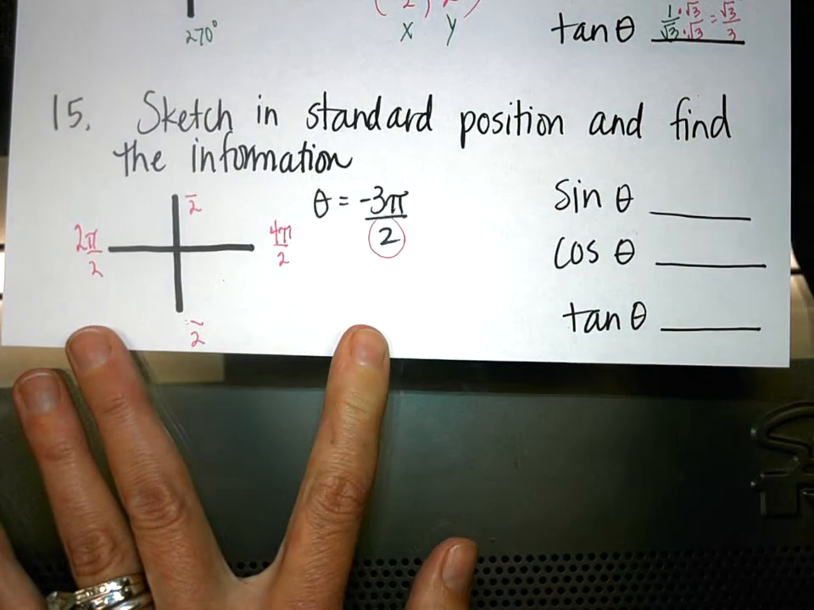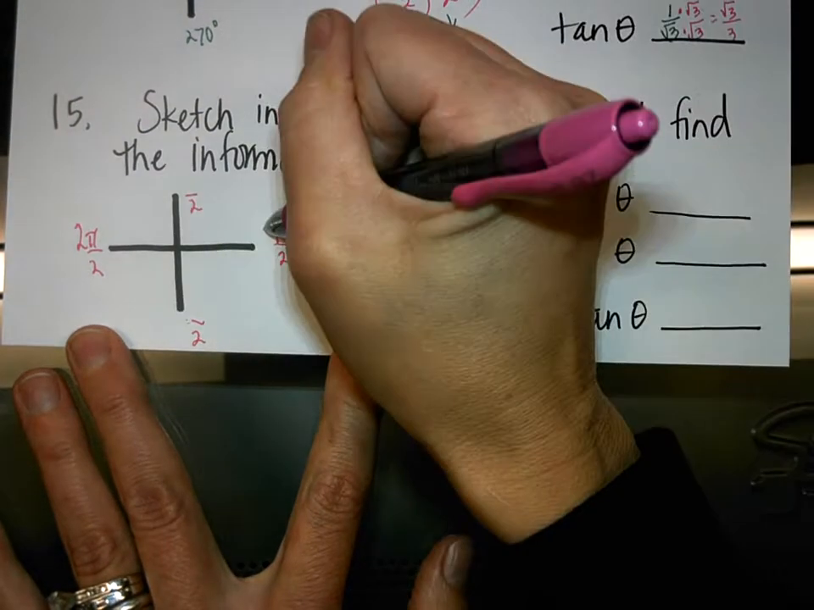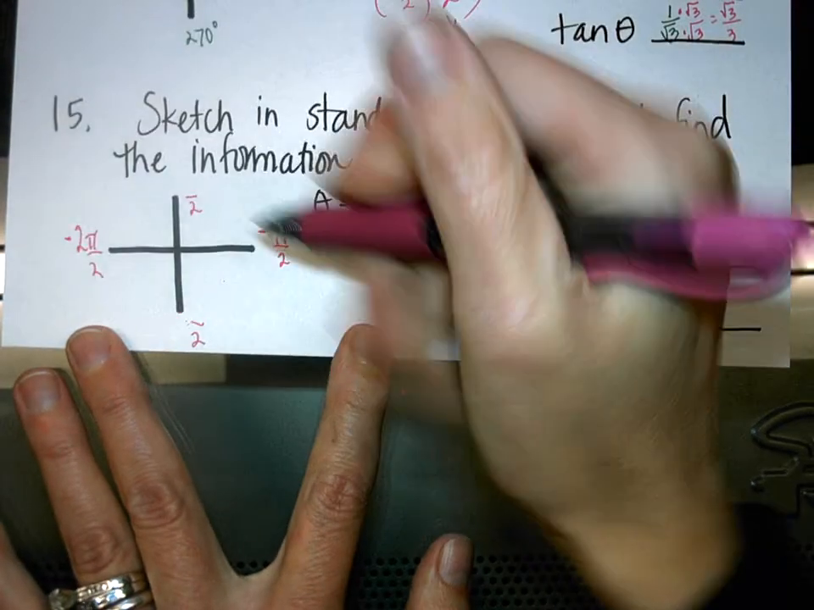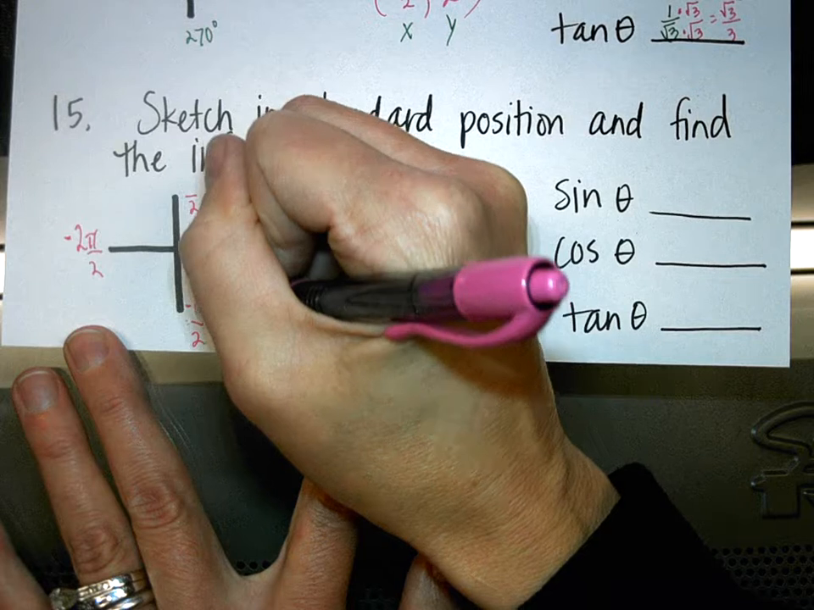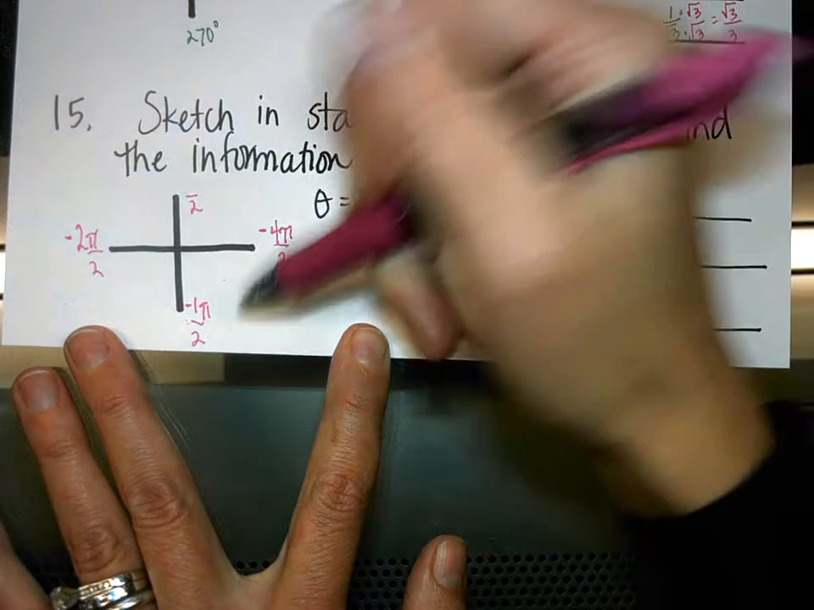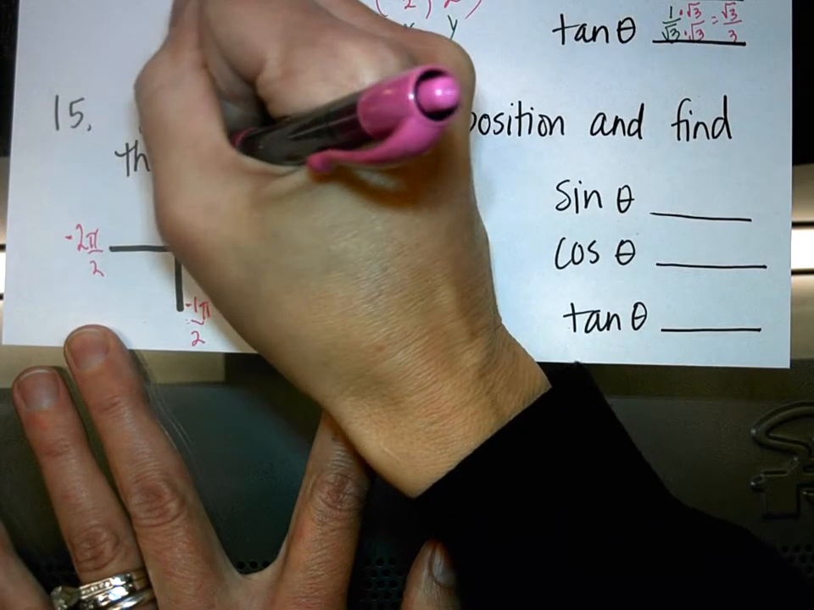But because we're dealing with negatives, I'm going to make these both negatives, which means that we would start going down, and half of 2 is 1. So down here would be negative 1 pi. And then up on top, it would be negative 3 pi.